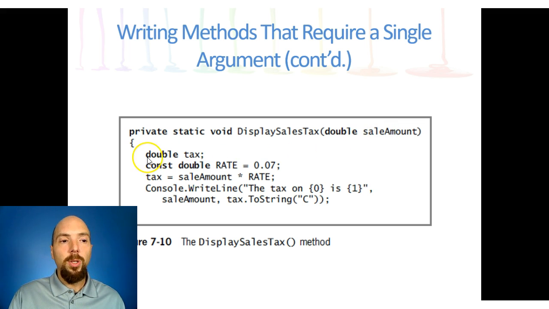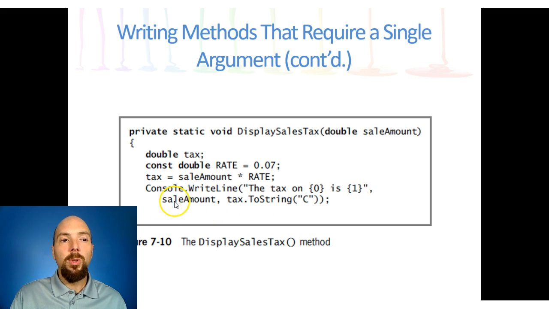All right, so then we can also create other variables. So if you notice here we have a double called tax, and then another constant double, which is our rate, which is 0.07. So this is probably our sales tax rate. So the tax is equal to the sale amount, 10, times the rate, 0.07, and we're going to stick that into tax. And then it will write out to the screen the tax on {0}, which is the sale amount, is, and then the tax to a string as currency, whatever the sales tax is.